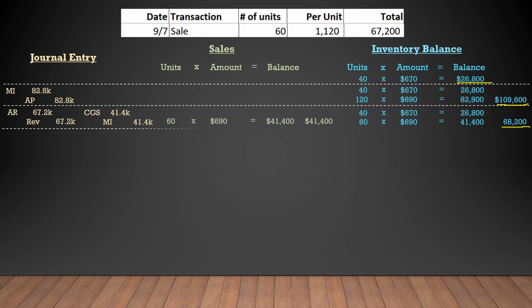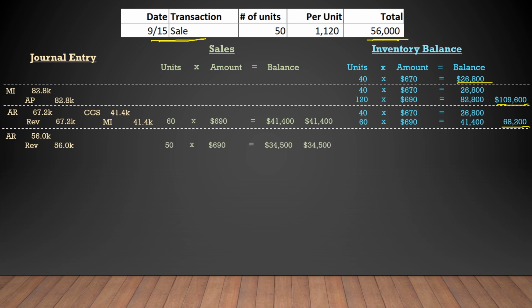We have yet another sale on September 15th. Debit AR and credit sales for $56,000. As in the previous transaction, we have more than enough units in our most recent inventory layer to go into our sales. So all 50 units will have a cost of $690 per unit, meaning our debit to cost of goods sold and credit to merchandise inventory will be $34,500.